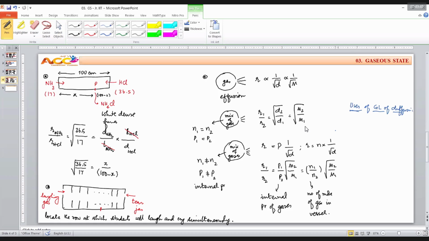Mohammed Shoaib. Shoaib is saying x is equal to 59.3. No problem. Numerical problems we are discussing tomorrow. I'll add your answer in the next class. Thank you. Assalamu alaikum.